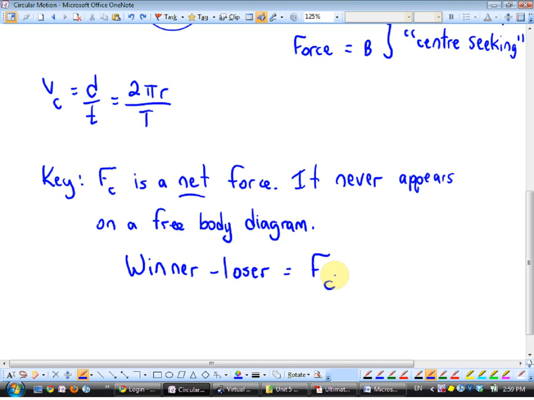It never appears on a free body diagram. That's what I mean when I said it never appears on a free body diagram. I'm going to do some examples. Can you hang on? But it's never going to appear ever. You'll never see me draw FC on a diagram. Ever.